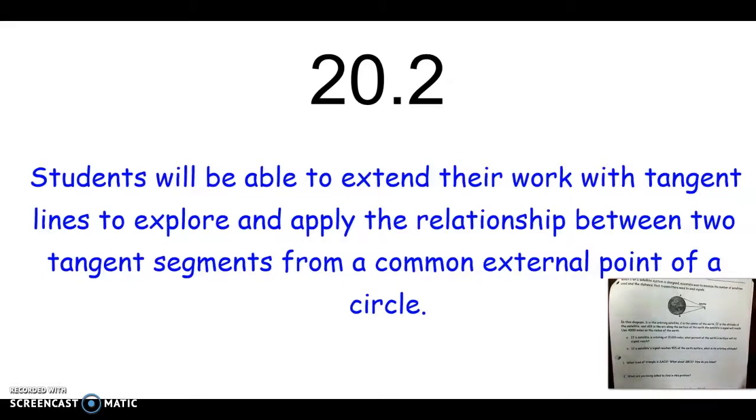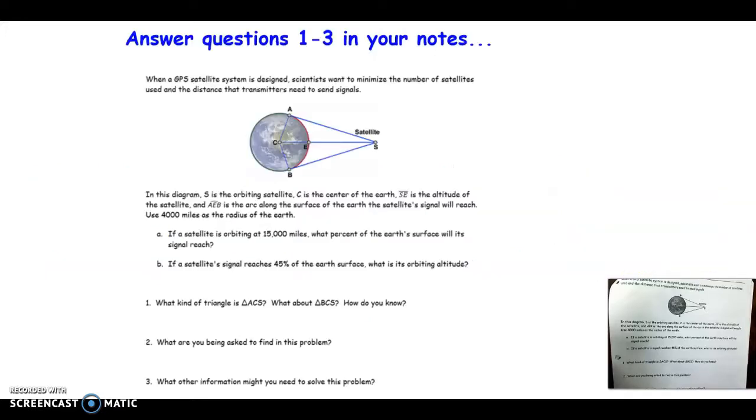In this lesson, we're going to be extending our knowledge of tangent lines to explore and apply a relationship between two tangent segments that are drawn from a common point outside the circle. Of course, we've talked about before that tangent segments only intersect the circle at one point, and they have to be outside the circle because of that. If they went inside, they would eventually cross a second time. So let's look at questions 1 through 3 in your notes.